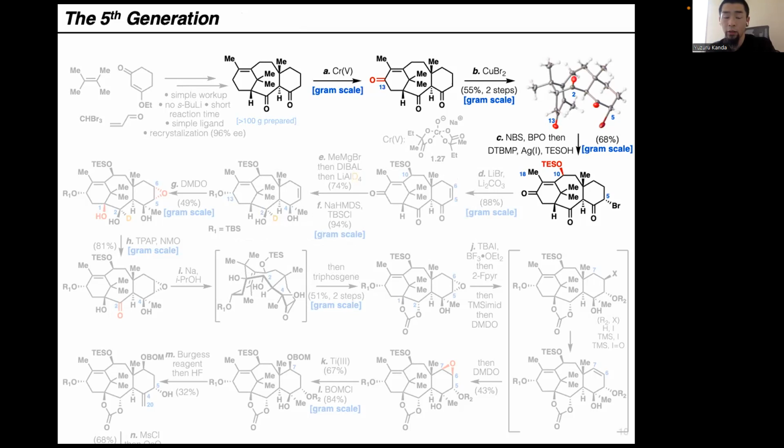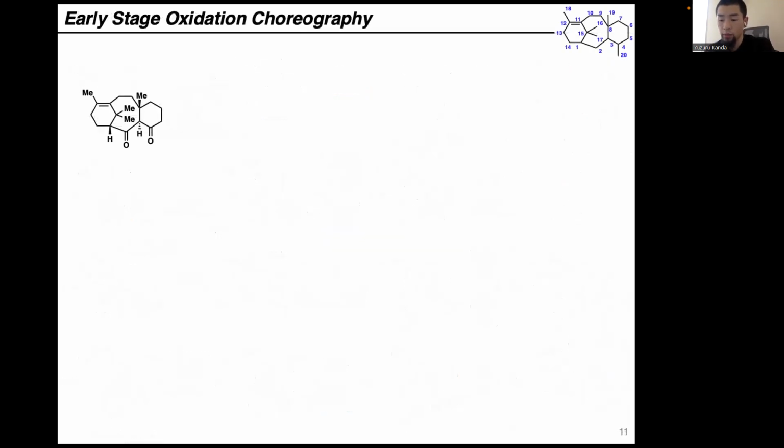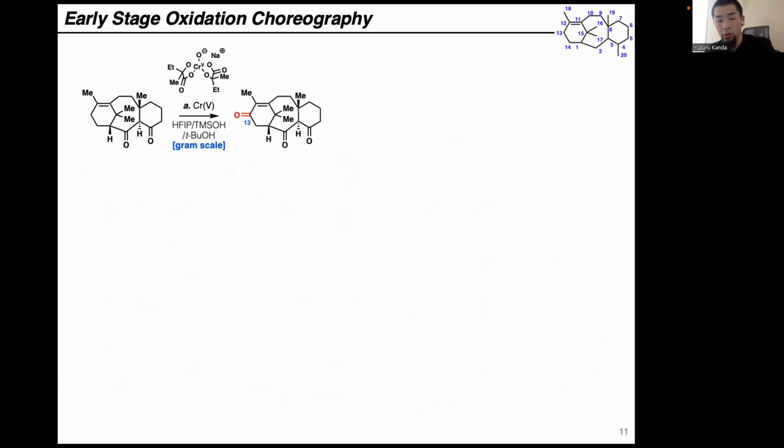The first thing I want to talk about in the oxidation phase is this early stage oxidation choreography. It might make more sense to introduce more difficult hydroxy groups such as C1 and C7, but the ultimate goal of this whole project is providing a proof of concept of taxane-based analog preparation. And we know that the C13 side chain is necessary for bioactivity. So we decided to carry out this oxidation first.